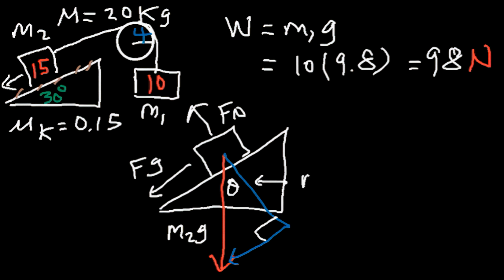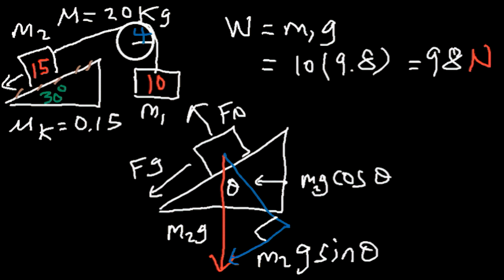This part of the triangle is m g cosine theta. It's the adjacent side. Cosine theta is the adjacent side divided by the hypotenuse. So if you rearrange the equation, you're going to get m2g cosine theta. Now, opposite to the angle is this side, which is m2g sine theta. Sine theta is the opposite side divided by the hypotenuse. If you rearrange it, you'll get m2g sine theta.